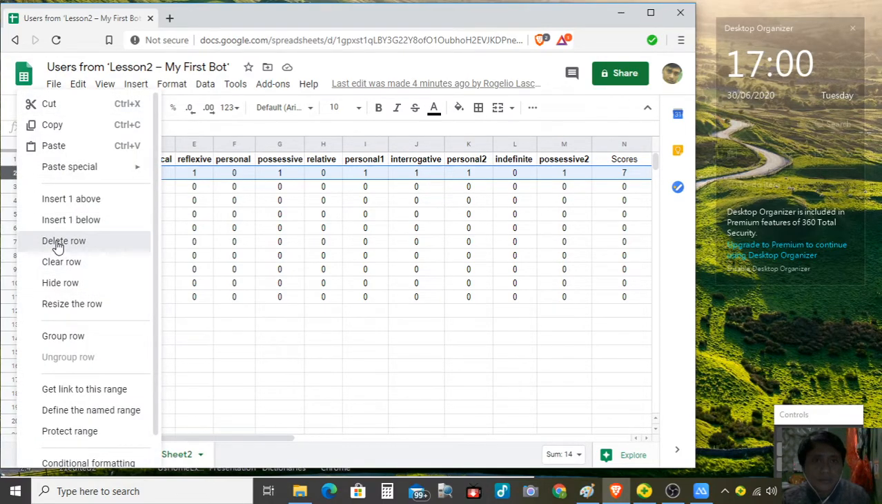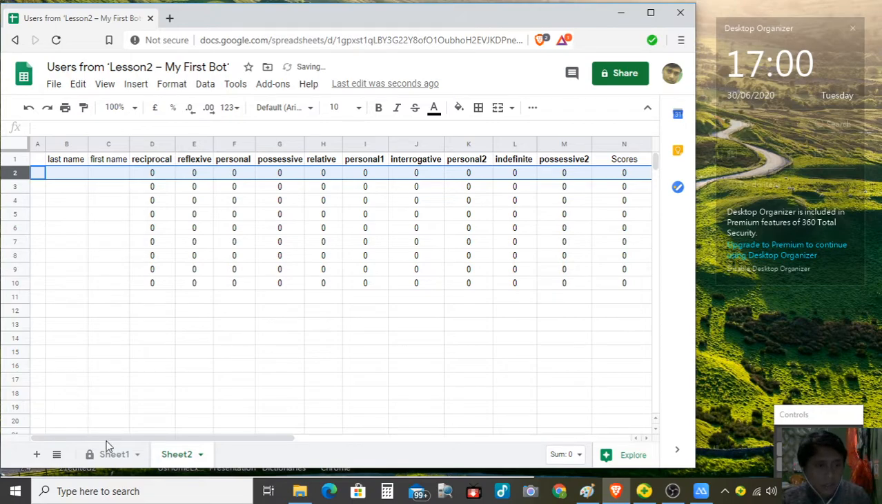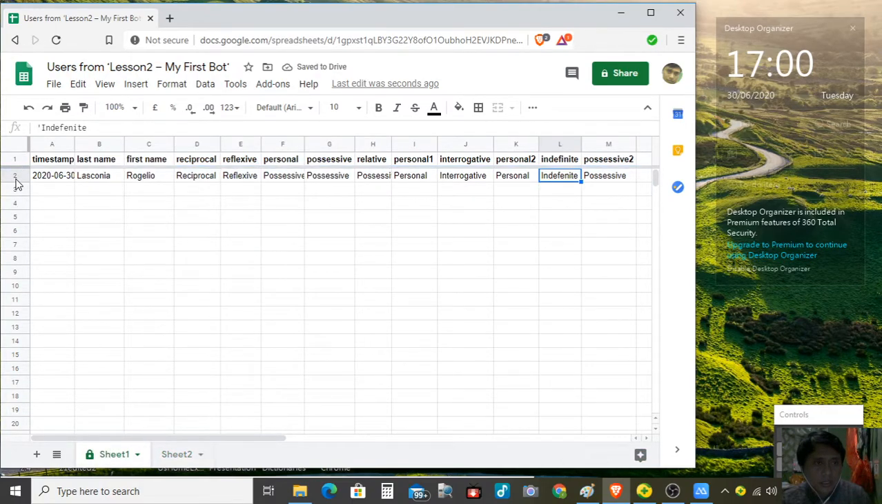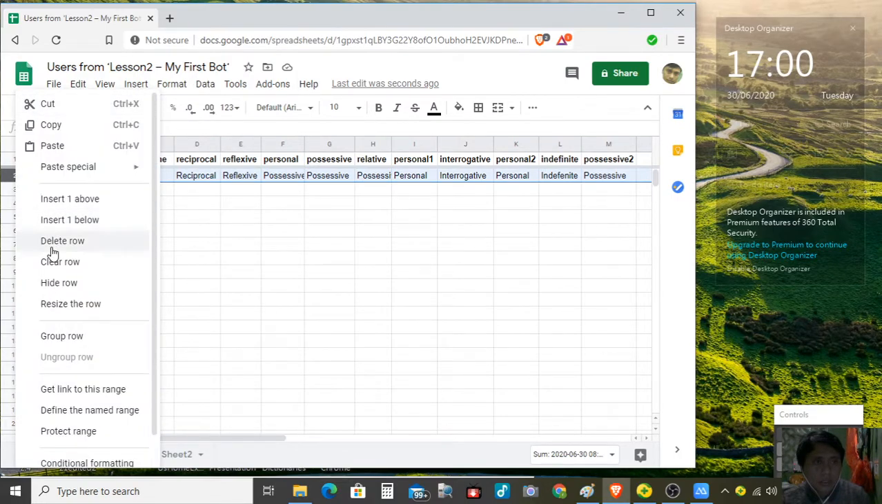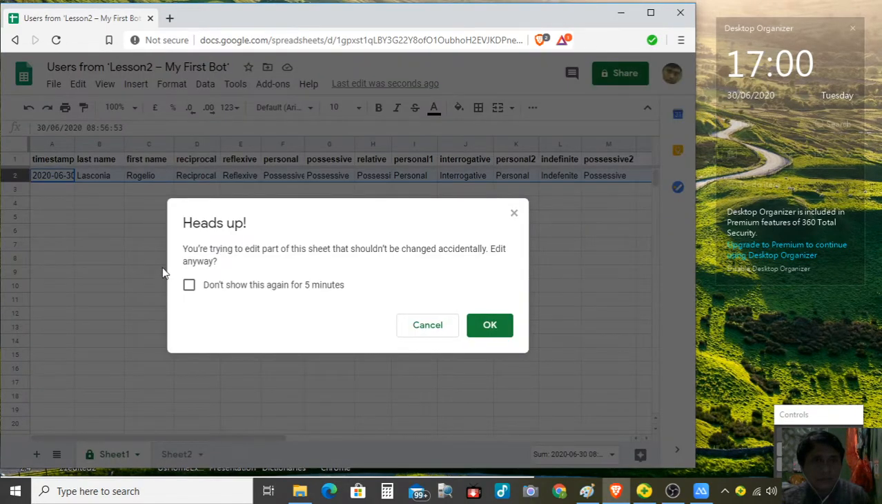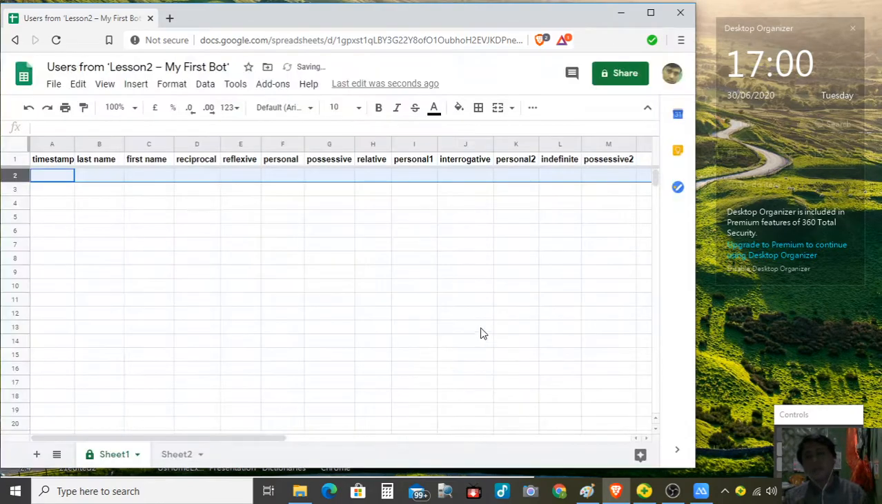Delete row. Okay, and then on the sheet 1 also, we'll delete the response. Okay, delete row. Okay, so let's start over. So we're going to tackle now the lesson 2.